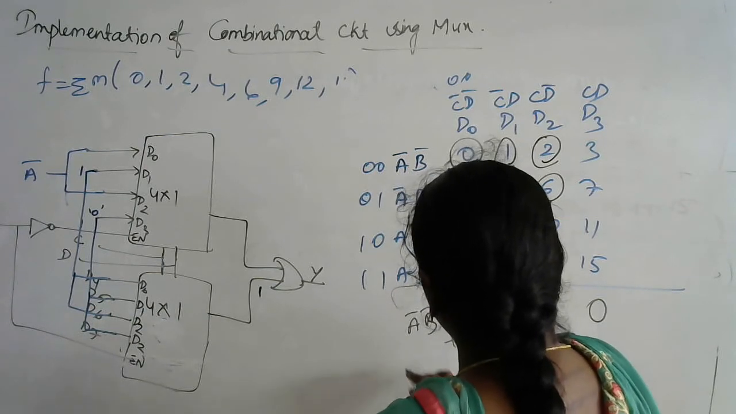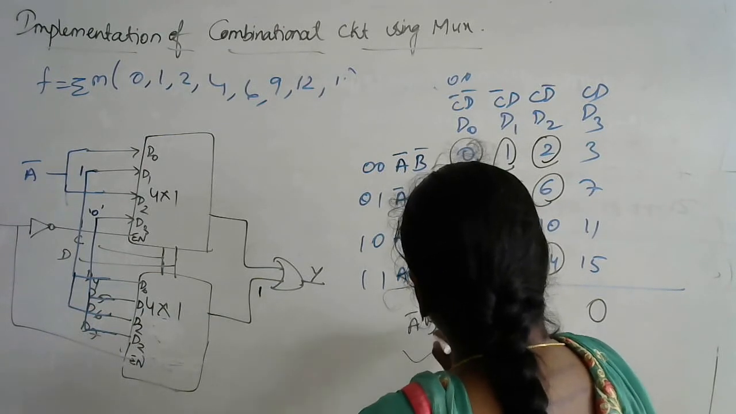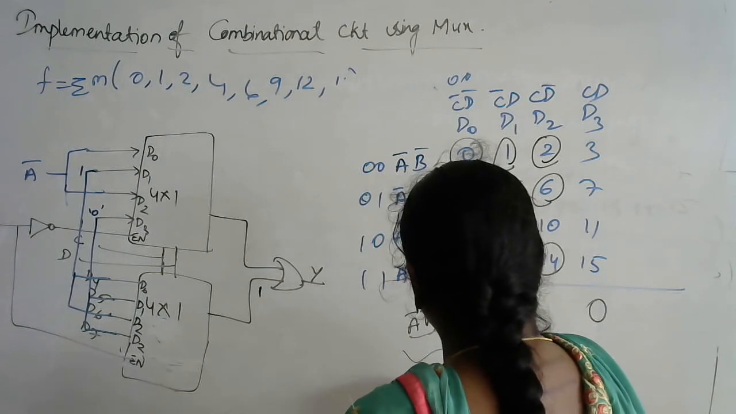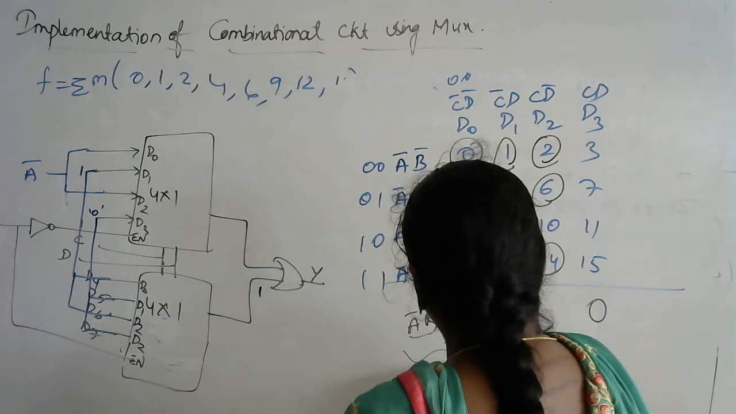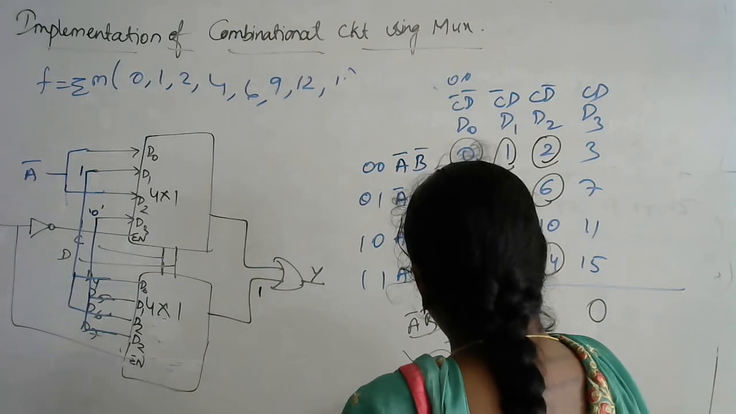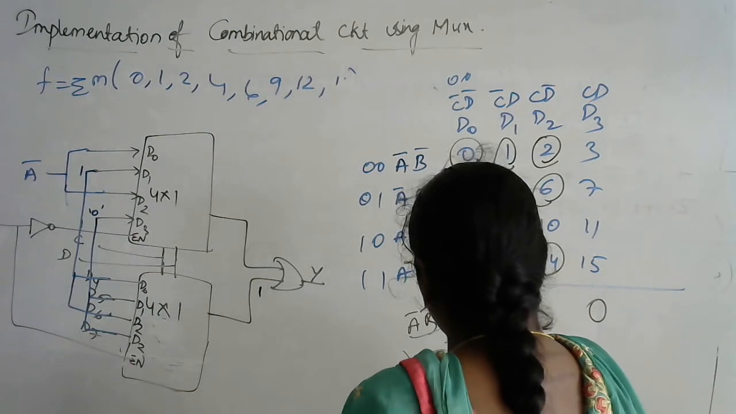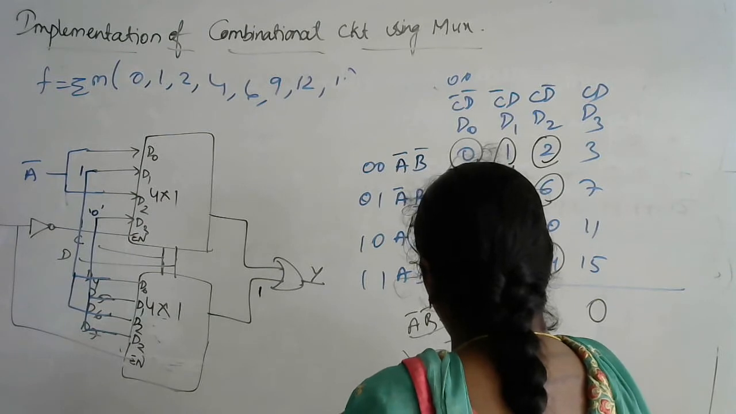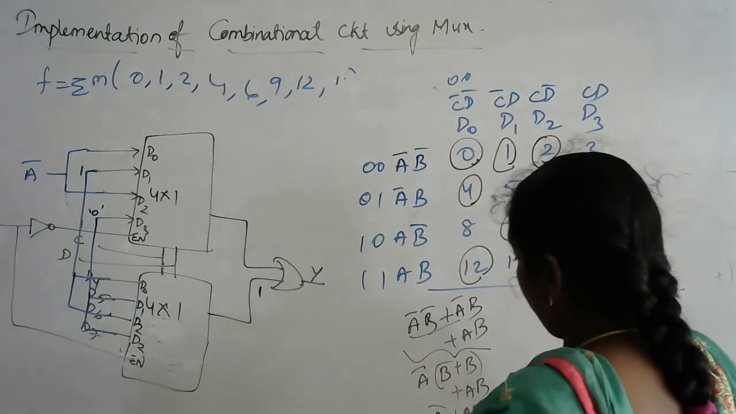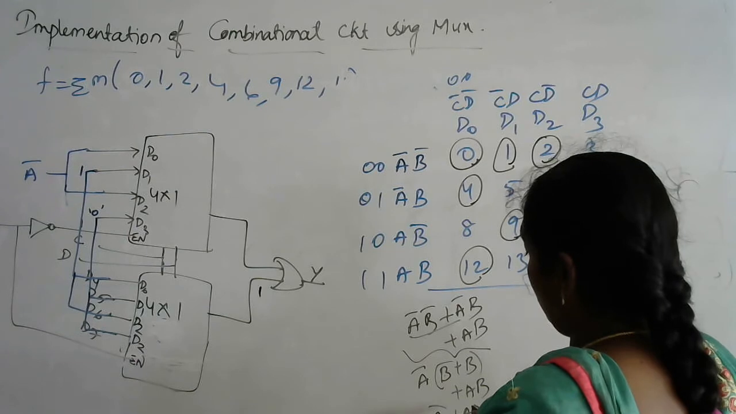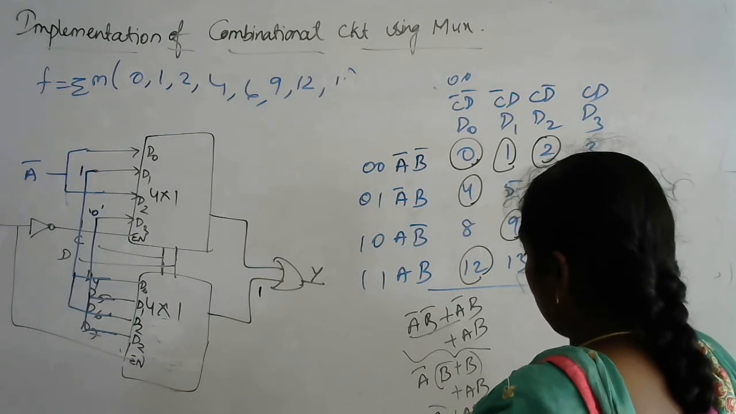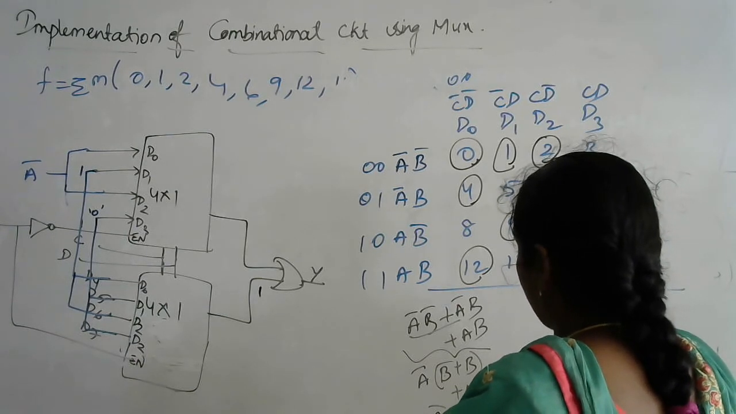From the first two I can take A bar as common, so I am left with B bar plus B plus AB. What is this? B plus B bar is 1. So I am getting A bar plus AB. Or according to one property, A plus A bar B equals A plus B.